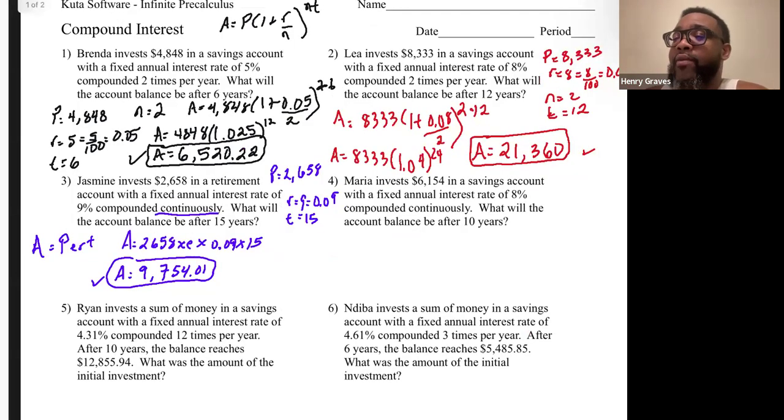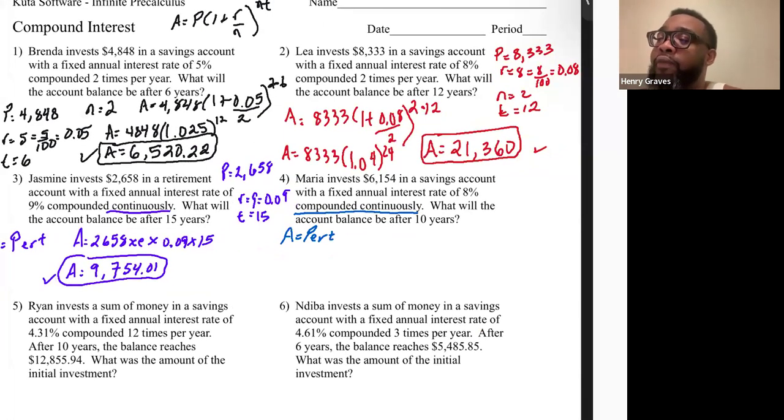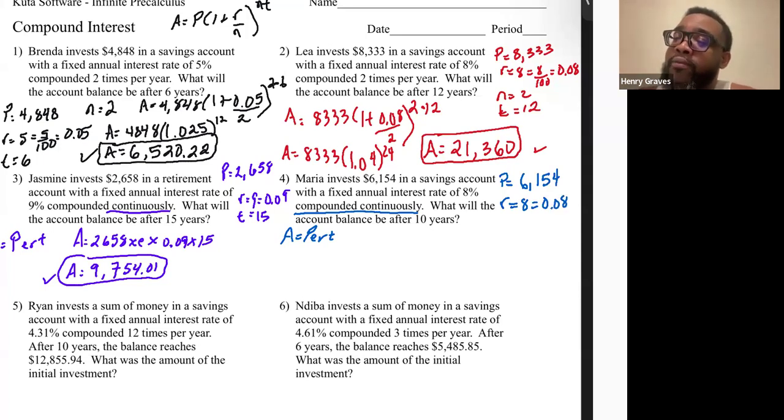The same thing here on number four is compounded continuously as well. So I'm going to use the same formula I did for number three. A is equal to PERT. I call it the PERT formula. So my principal amount that I invested is 6,154. The rate is going to be 8%, which is 0.08. Remember, I just take the rate and divide it by 100 because it's a percent. And I know my time is going to be 10. So I'm going to put all this in my formula.